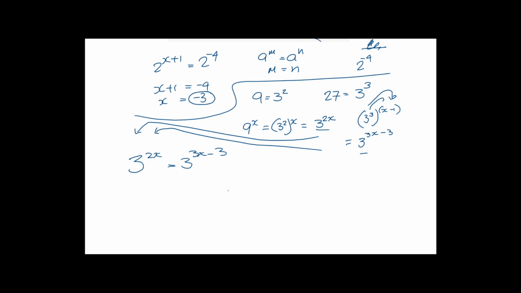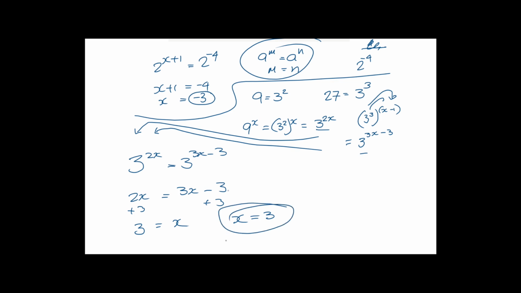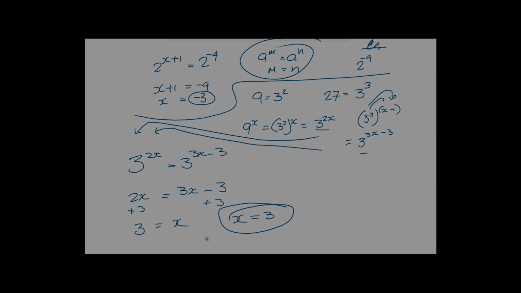And again, the same rule counts. So 2x must be equal to 3x minus 3. I'm going to add 3 to that side and take 2x away. So x equals 3. And we're done. That was a good little recap.